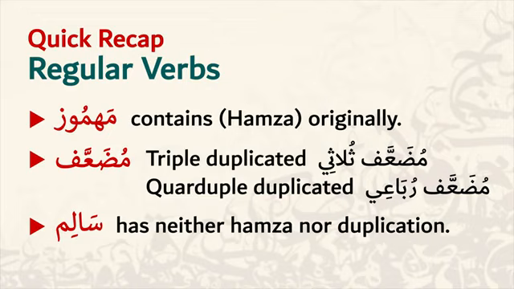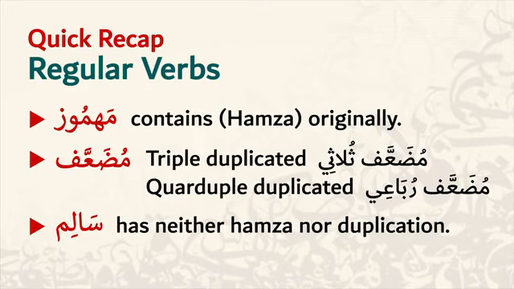Do you know that these three types, al-mahmuz, al-muda'af al-ruba'i, and al-salim, don't experience any change during conjugation? So we only have to add the required attachments, and that's all. On the other hand, al-muda'af al-thulathi witnesses a little change in its construction when conjugating it. Keep this point in your mind.